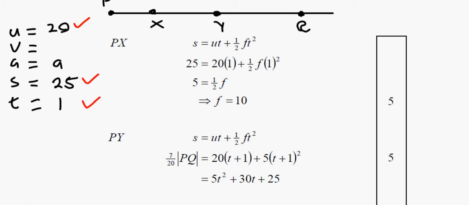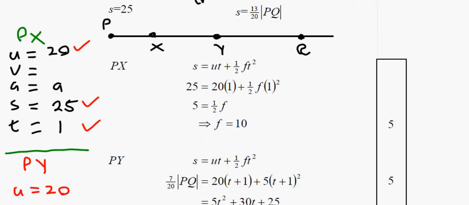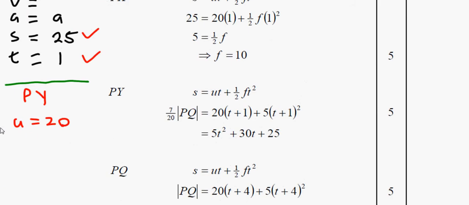Let's write down the UVAST for PY. Before we even begin, u is going to be 20, because remember in these questions the goal is to always start at the same beginning point. That means you get to use u over and over again. So PX, PY, and PQ. That is always the goal of the question, to use the start to the end point. In these questions we rarely ever segment out like X, Y. It's much sloppier that way, so this is the general technique.